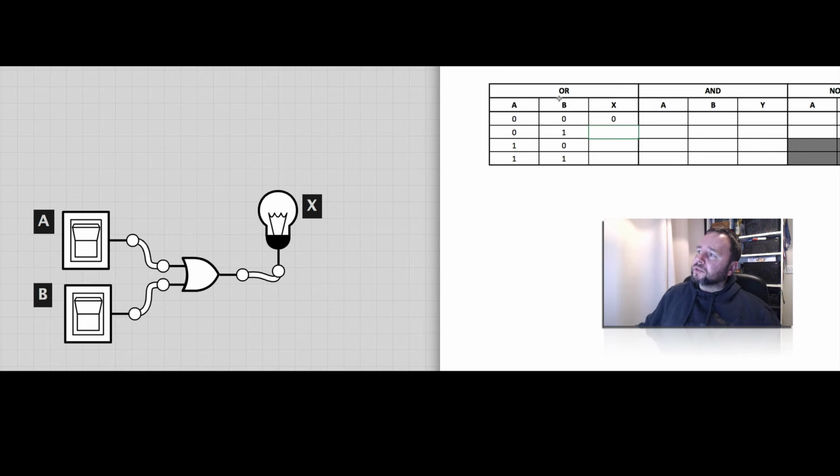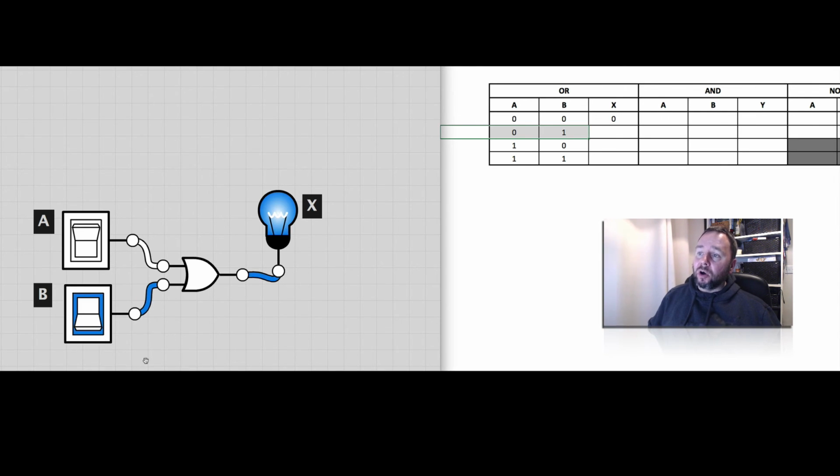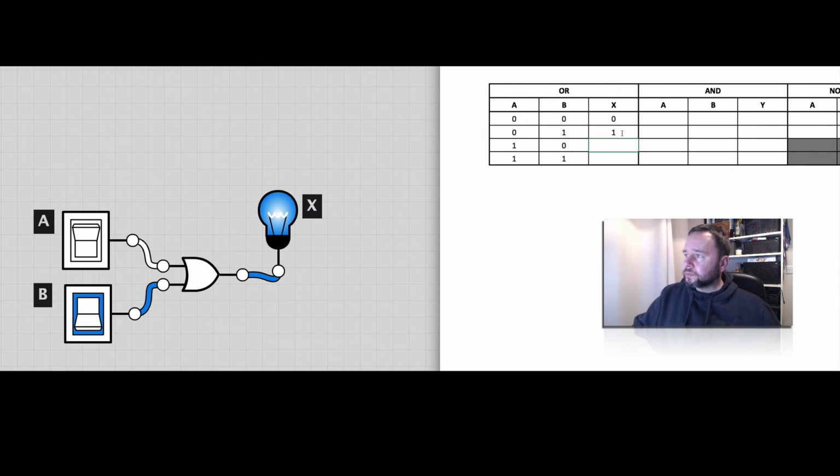So what happens when A is off, or B is on, in an OR gate? A is off, B is on. Well, that one, or both. So that one or that one gives us a 1. It gives us an output.